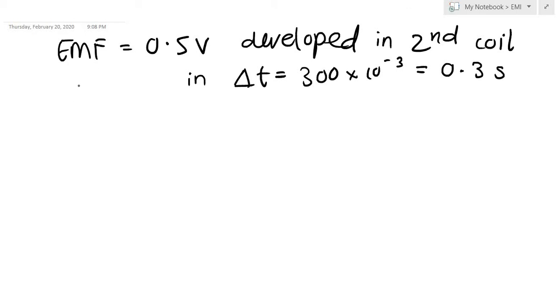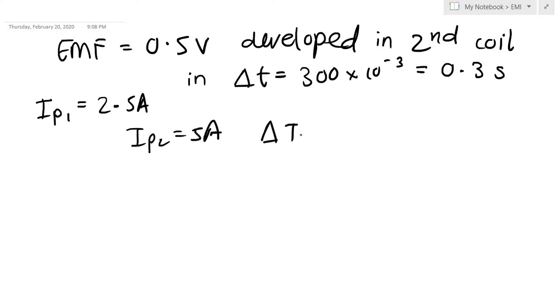When current changes from, so it's always the primary where the current initially starts. When the current changes from 2.5 amps to 5 amps, so you can calculate the change in current to be 5 minus 2.5, which is again 2.5 amperes.